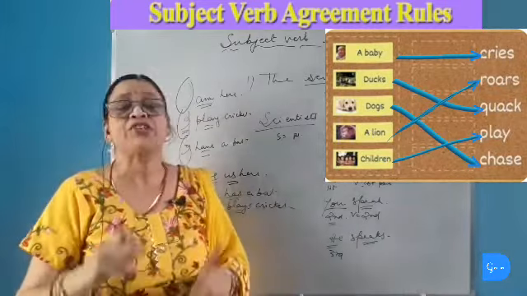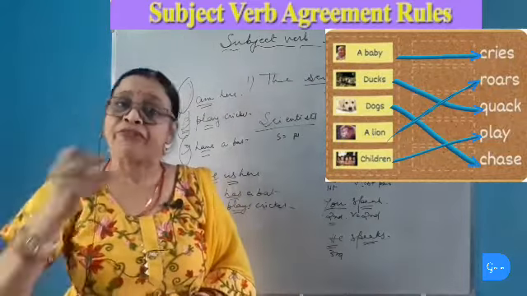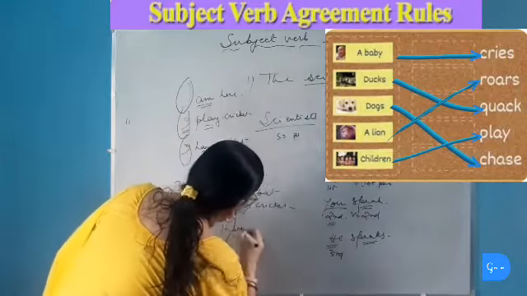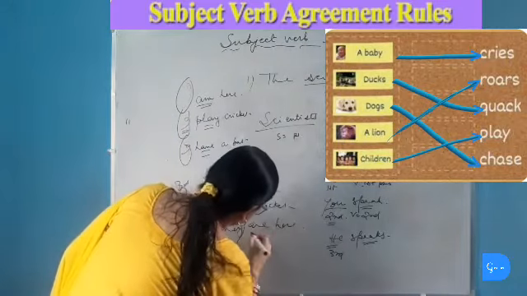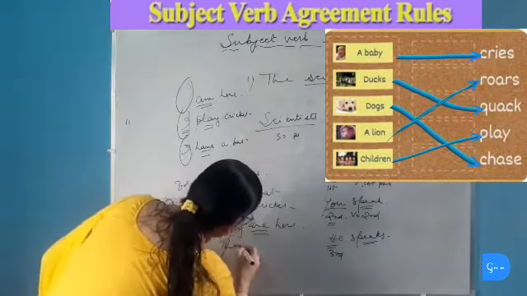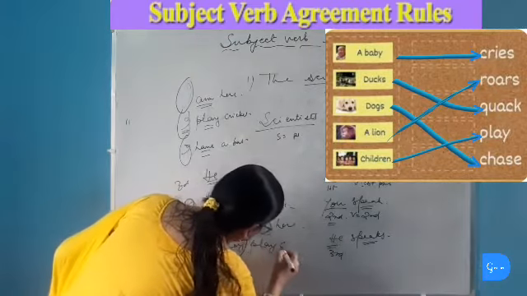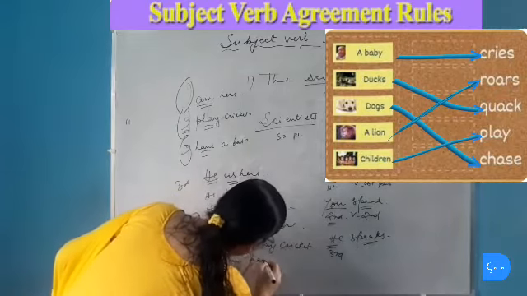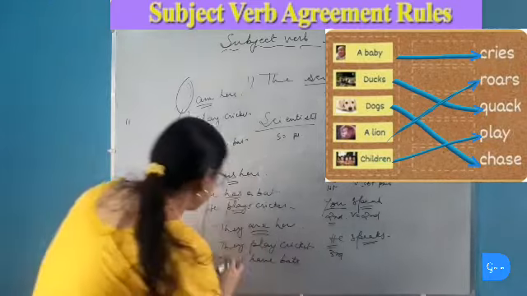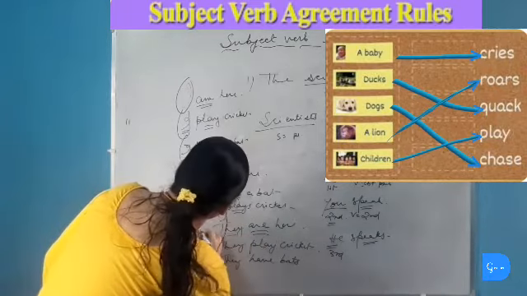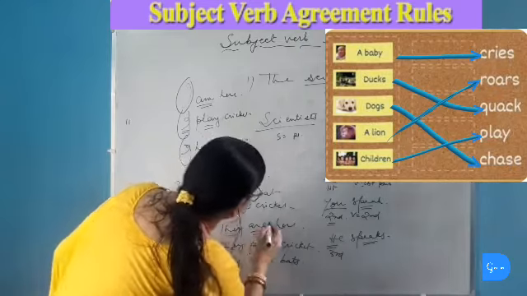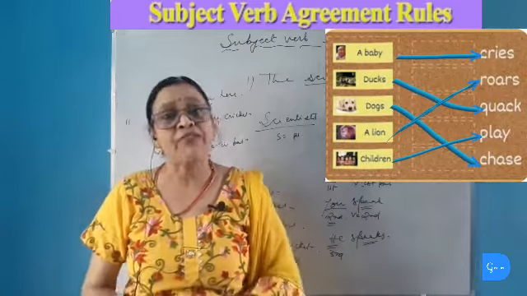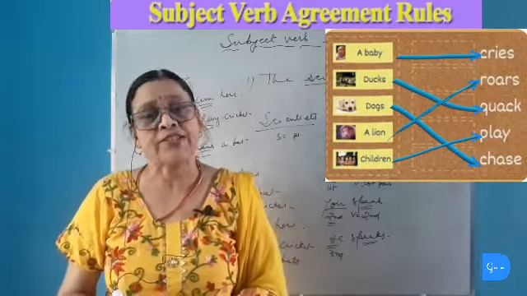Again, if the subject is of third person plural number, then the verb will also be of the third person plural number, like they are here. They play cricket. They have bats. Thus we can see that here the subject is third person and plural number. So the verb is also of third person plural number. Thus we can say that the verb agrees with the subject in person as well as in number.